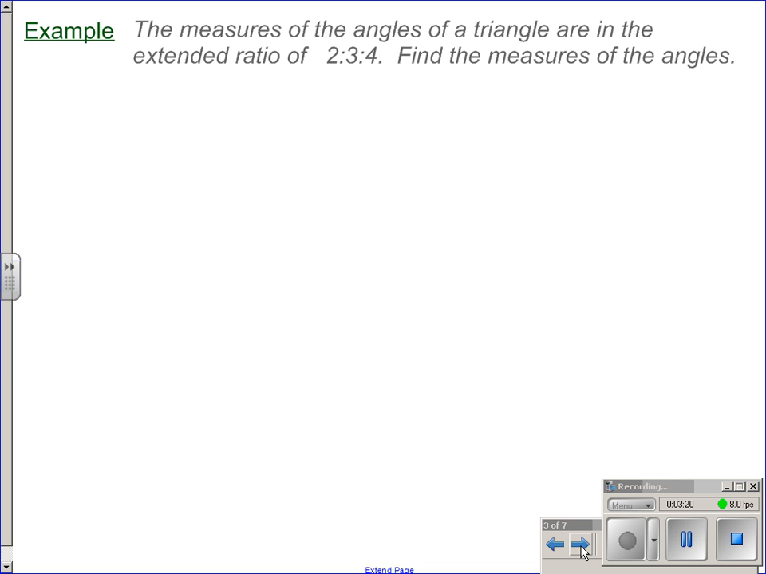Okay, this example problem says the measures of the angles of a triangle are in the extended ratio of 2 to 3 to 4. Find the measures of the angles. Obviously the angles of the triangle are not going to be 2 degrees, 3 degrees, and 4 degrees, but they are in a common ratio. So the idea is there is another number that we would multiply each of these ratio numbers, the 2, 3, and 4, by to get the actual angle measurement, okay? If you compared 2x to 3x, you're getting 2 over 3 because those x's would cancel out. So this x is representing that common factor between all three angle measurements.